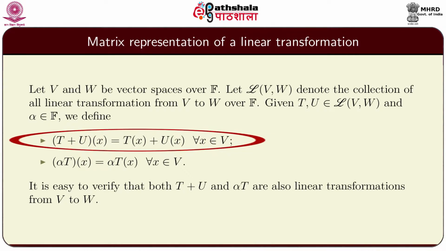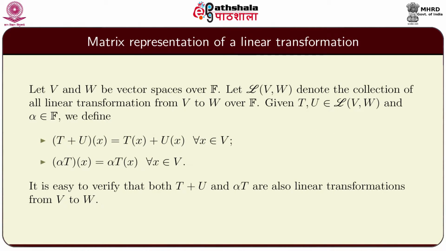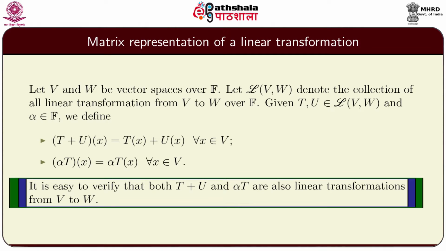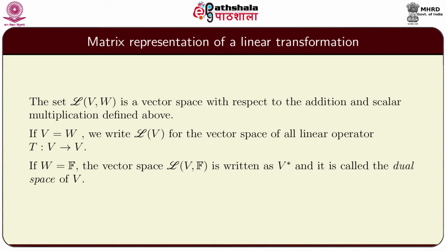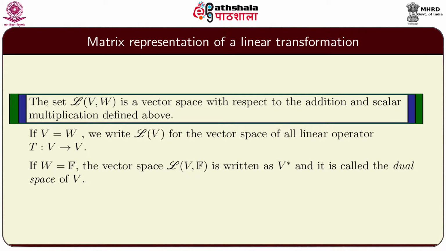T plus U, and that is defined as (T plus U) of x is equal to T of x plus U of x, and for a scalar alpha we can define alpha T as (alpha T) of x is equal to alpha times T x, and it is straightforward that T plus U and alpha T are also linear transformations from V to W. So the plus is indeed a binary operation here on L(V, W), and this alpha T in fact defines a scalar multiplication on L(V, W). So, the observation is that the set L(V, W) is a vector space with respect to the addition and scalar multiplication.